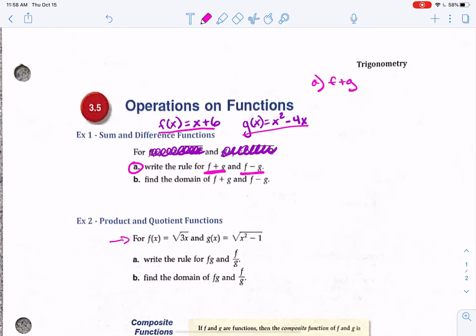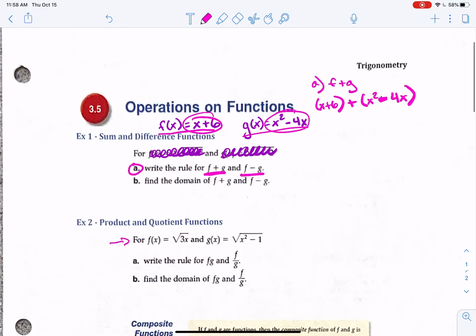F plus g is basically just saying take f of x and add it to g of x. So we have x plus 6 plus x squared minus 4x. Okay, so we want to add those two together, and then we would just want to simplify and combine any like terms if we can. So those parentheses aren't doing anything really for the x plus 6, so I can just drop those. And really, if I'm adding x squared minus 4x, those parentheses will be dropped as well, because plus an x squared will just be plus x squared if I distribute the positive, and plus a negative 4x is just saying minus 4x.